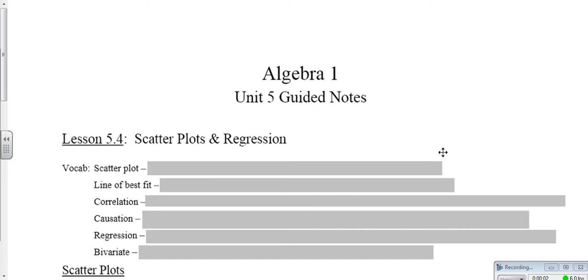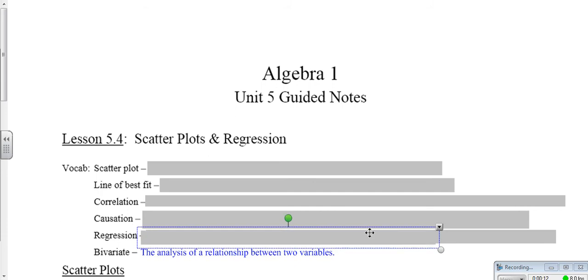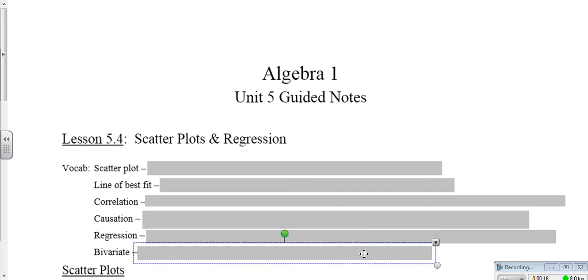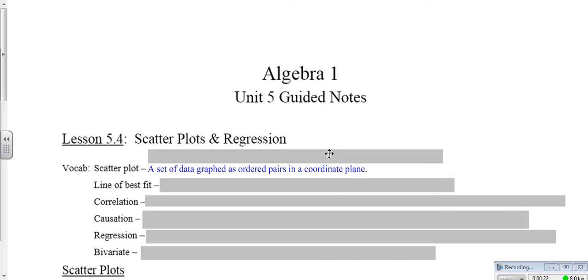Lesson 5.4, Scatter Plots and Regression. Now in this lesson we're going to talk about what we do when we have two sets of data, and this is called bivariate, the analysis of a relationship between two variables. And when we have two variables to compare, we usually make a scatter plot, which is a set of data graphed as ordered pairs on a coordinate plane.